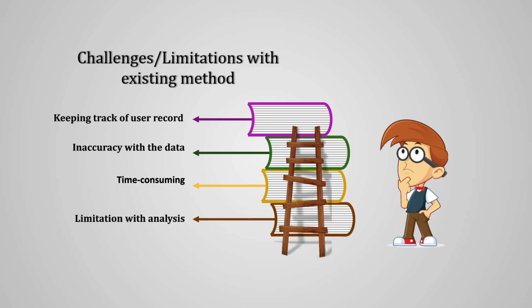First challenge, it would be very hard to keep track of every user on pen and paper basis. Second, the inaccuracy with the data. It would be very difficult for individuals to accurately recall and record their food intake over a long period of time, which can definitely lead to potential errors in the data. The third limitation is time consumption. Completing a pen and paper based FFQ can be quite time consuming for both the individual completing the questionnaire and the researcher who is collecting the data as well.